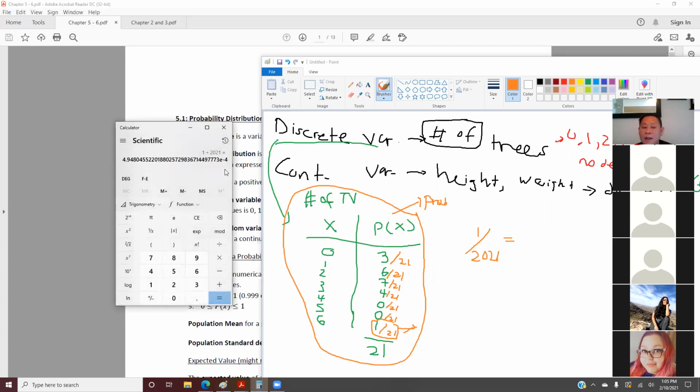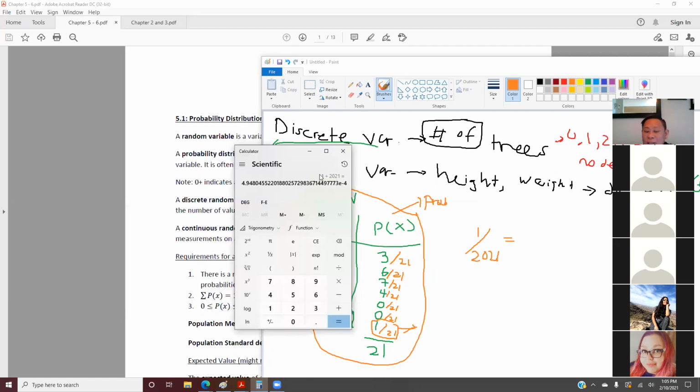Did you get this in your calculator? Is that what you got here? Now, if you got this in your calculator, do you know what this means? That's scientific notation. Can someone tell me what this is in decimals?